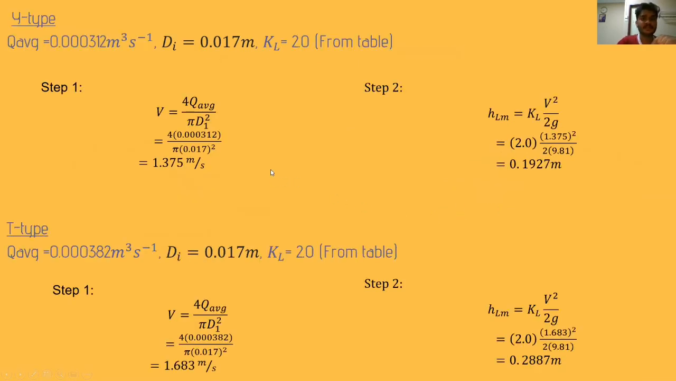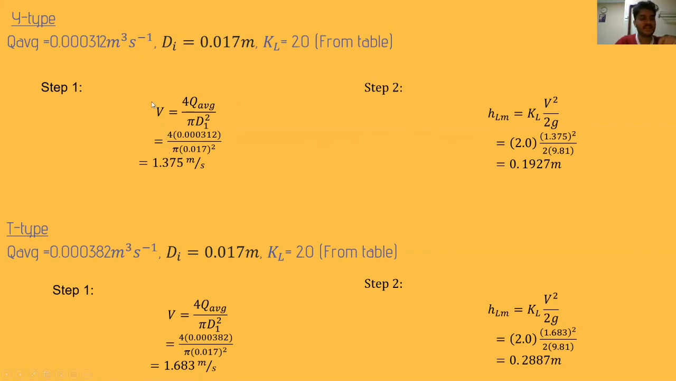For Y type and T type, the KL for both situations is just the same, but the Q is different. The Q average for Y type is 0.00312 and for T type is 0.000382 meter cube per second. You can see that the diameters are just the same.